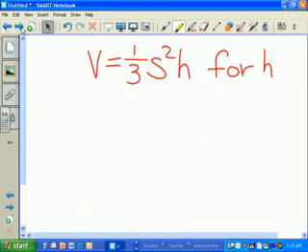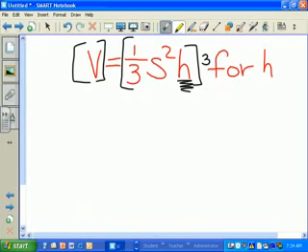Okay, a final one on literals. V equals 1/3 S squared H. Want to get H by itself. We need to find a way to get rid of 1/3. Now we can do that by dividing by a third, but dividing by a fraction, what have you always been taught that's the same thing as doing? Multiplying by the reciprocal. So we're going to go straight to that and multiply each side by 3 to get rid of that 1/3.